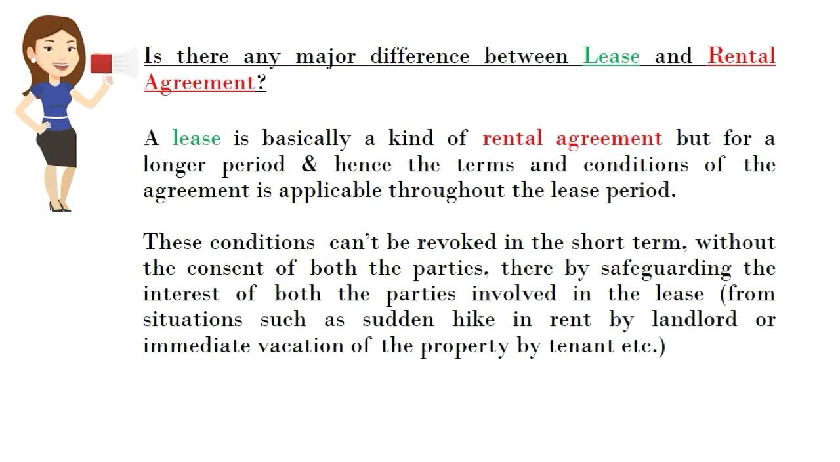Now, this question may come to your mind. Is there any major difference between a lease and a rental agreement? A lease is basically a kind of rental agreement, but for a longer period, and hence the terms and conditions of the agreement are applicable throughout the lease period. These conditions can't be revoked in the short term without the consent of both the parties. That is, both the lessor and lessee have to agree if any terms of this lease have to be changed. So this safeguards the interest of both the parties involved in the lease. For example, situations such as a sudden hike in rent by the landlord or immediate vacation of the property by the tenant can be avoided through a lease agreement.